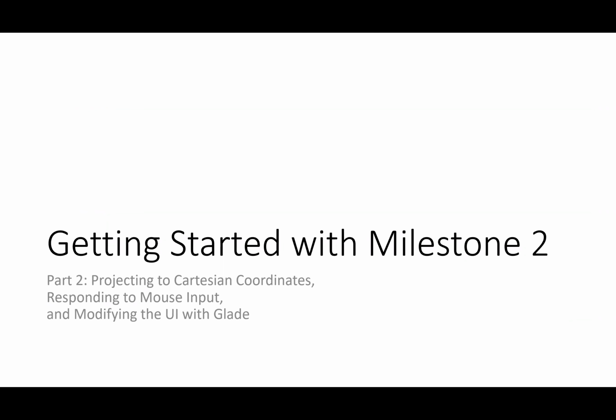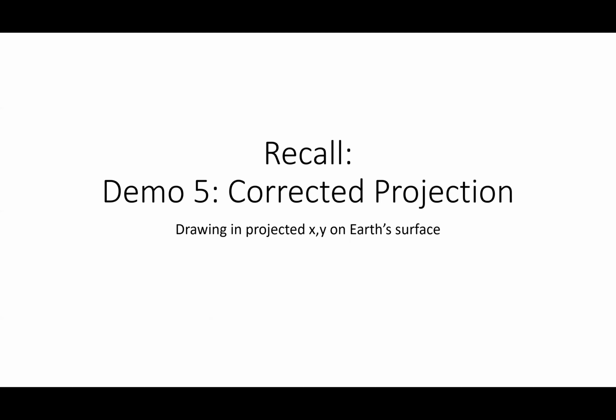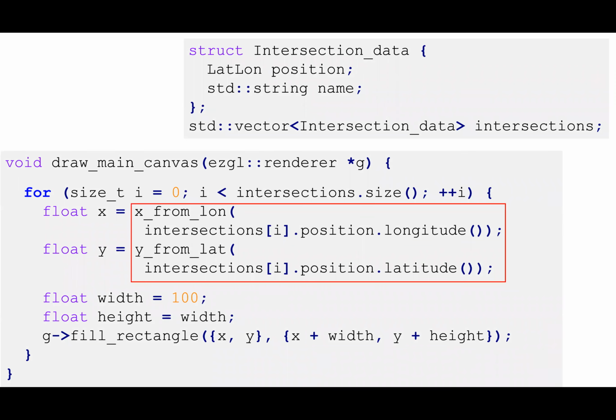So hopefully you remember what we were doing 2 weeks ago, where we were drawing all the intersections in the city, and we gradually figured out how to get the coordinate system right and the projection right. I'm not going to demo that, but we were able to draw them correctly. And this is what the code looked like.